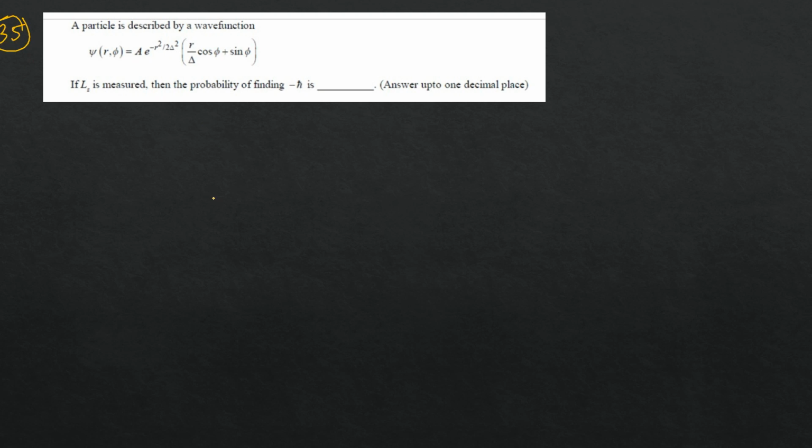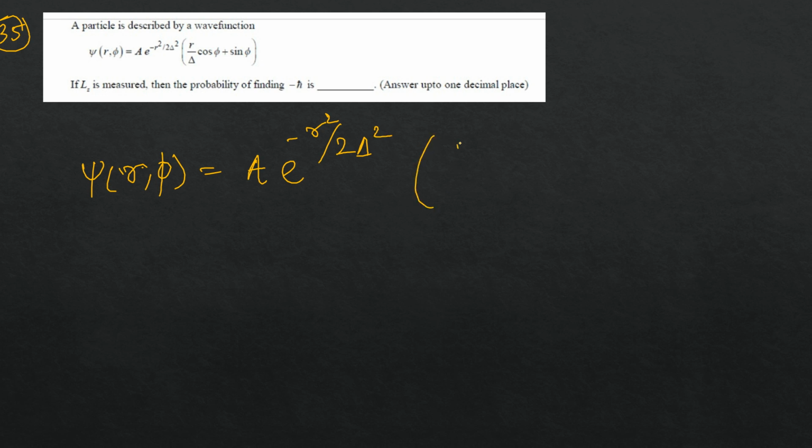A particle is described by the wave function psi(r, phi) equal to A e to the power minus r square by 2 delta square, times (r by delta cos phi plus sin phi). If Lz is measured, then what is the probability of finding minus h cut?